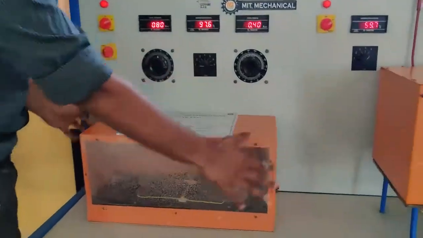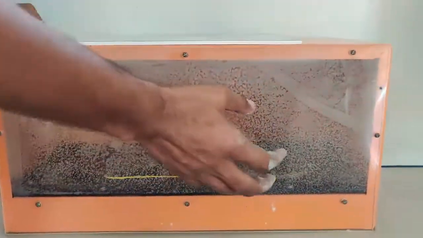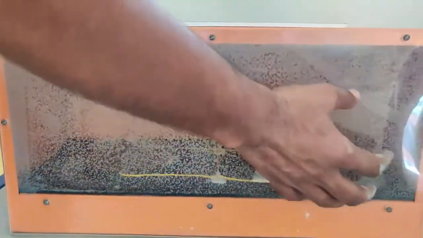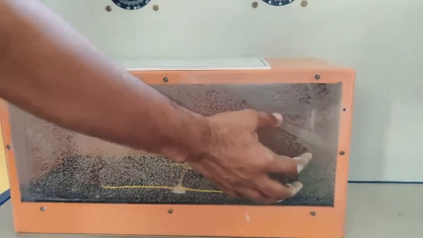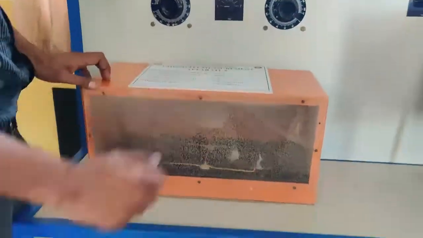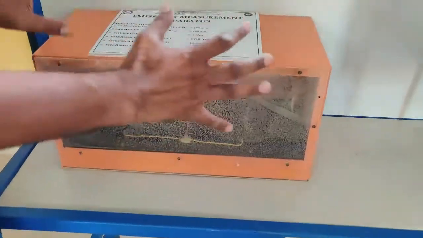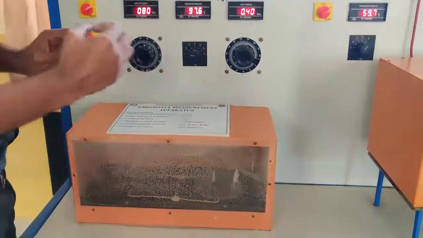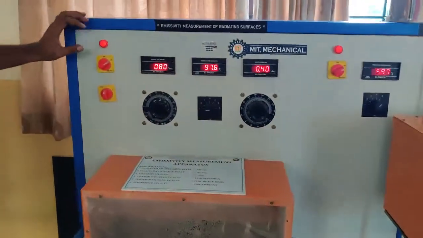This is the chamber in which both the surfaces are mounted. On the left side we have the black surface, and on the right side we have the test surface, which is the grey surface. These two surfaces are provided with separate heaters. Our aim is to provide the same environment for both the surfaces so that I can compare the things.